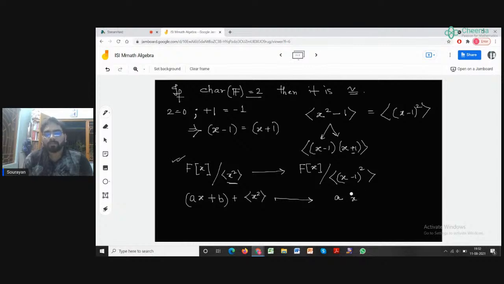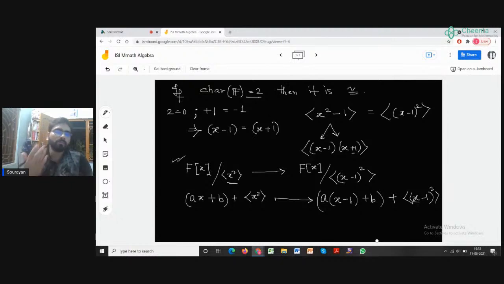x, so a, just a sec. Yeah. So then if I have a(x minus 1) plus b plus (x minus 1) whole square. So this is practically an isomorphism. See, why is that an isomorphism?